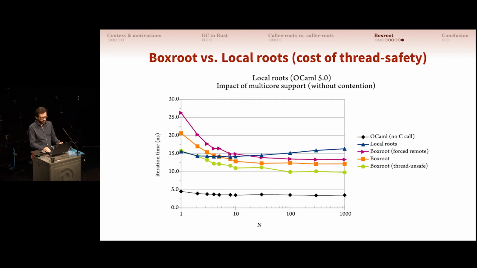And finally, the overhead of being thread safe. So we want a single abstraction. We could propose several different versions of roots, but it's not necessary because the most general one is already pretty efficient, because the overhead over being thread unsafe is very low. This is the green line below compared to the orange one, which is the overhead for being thread safe.